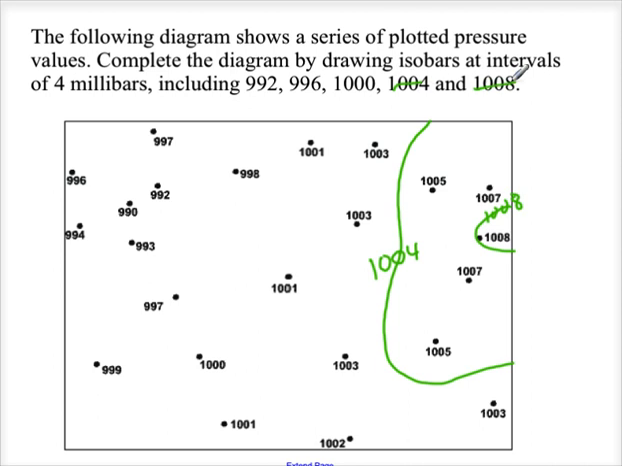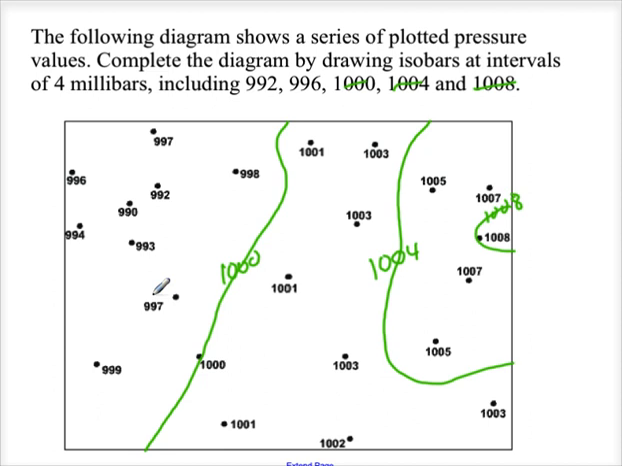So I've done these two. Now my 1000, I do have one, but again, I'm going to have to split these. 1000 is between 1001 and 998. I'm going to come around here, get my 1000, and come through here. So this is my 1000 millibar. Everything inside here should be greater than 1000, but less than 1004.